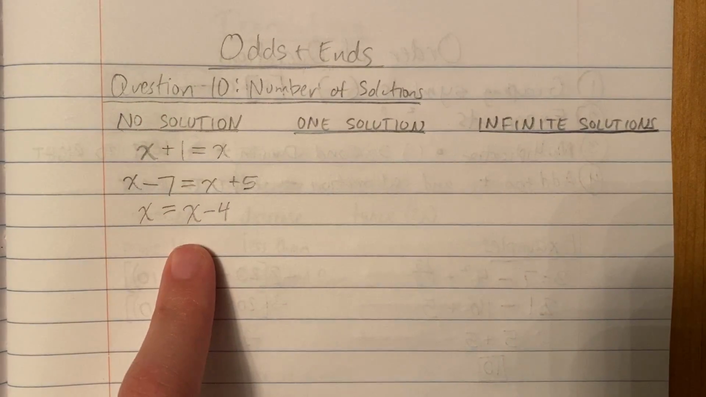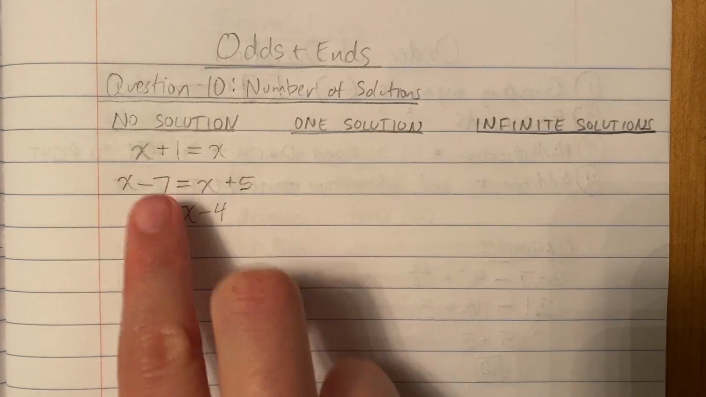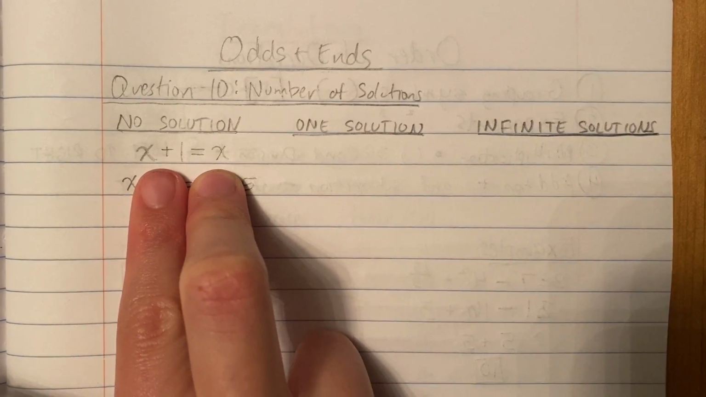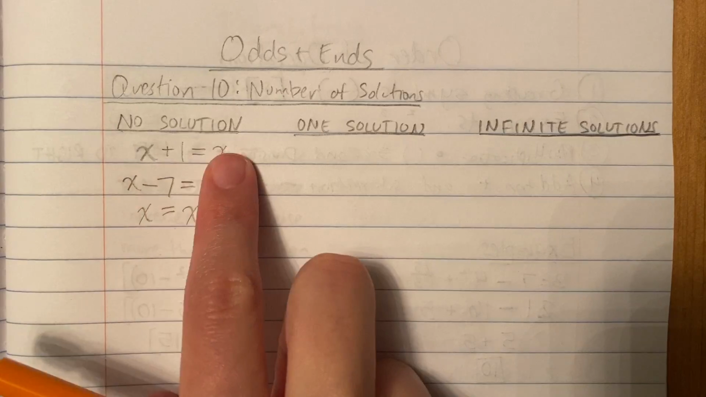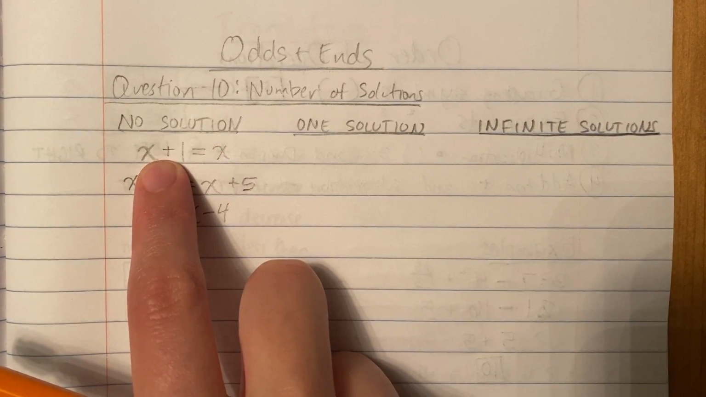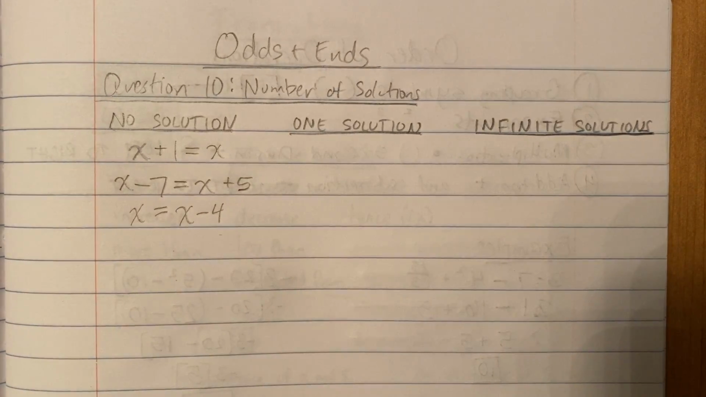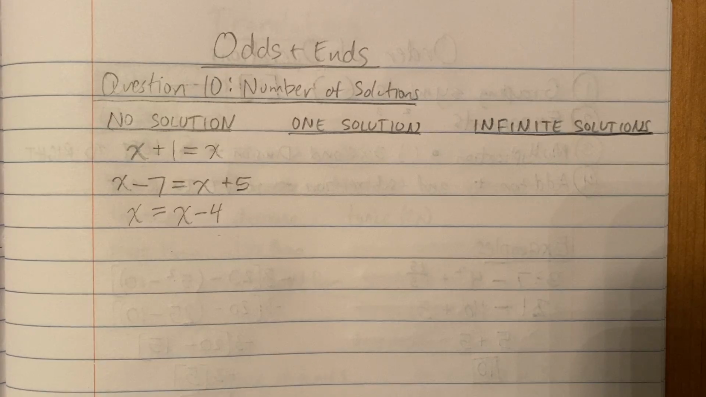There's no solution here. And what you can observe is that you have x on both sides of the equation, but something different is being done to x on both sides, right? Here, nothing's being done to it. Here, 1 is being added. Here, 7 is being subtracted, 5 is being added, right? So those are no solution.